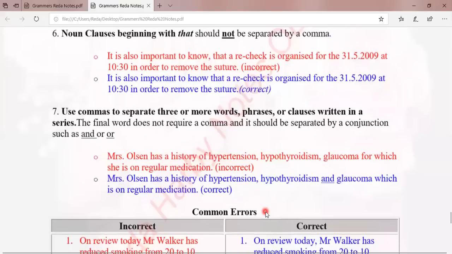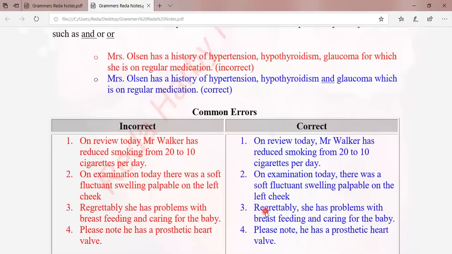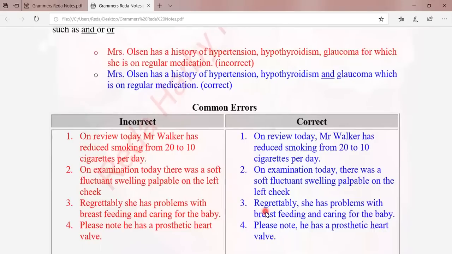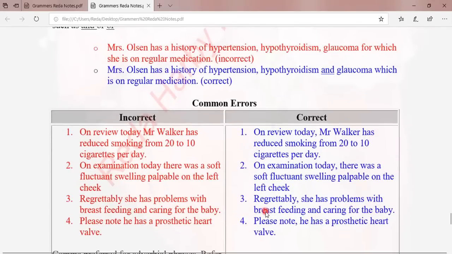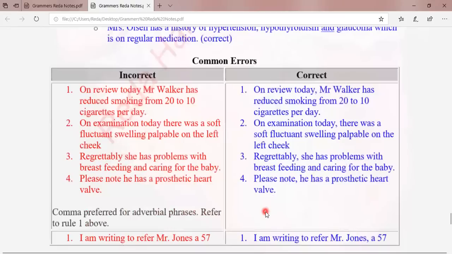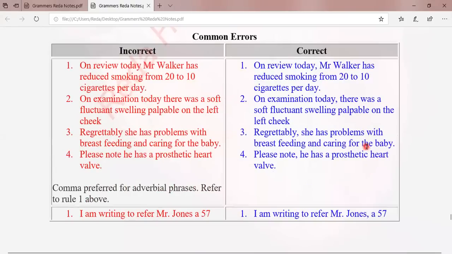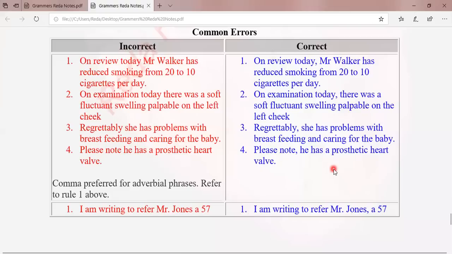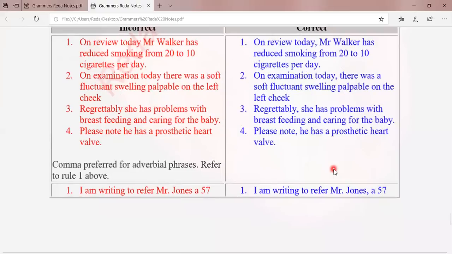So on review today, you have to read this. He has reduced the smoking. On examination today, there was a soft fluctuant swelling, palpable on the left cheek. So all of this correct. Regrettably, she has problems with breastfeeding and caring for her baby. Please note, she has a prosthetic heart valve. So, like that.